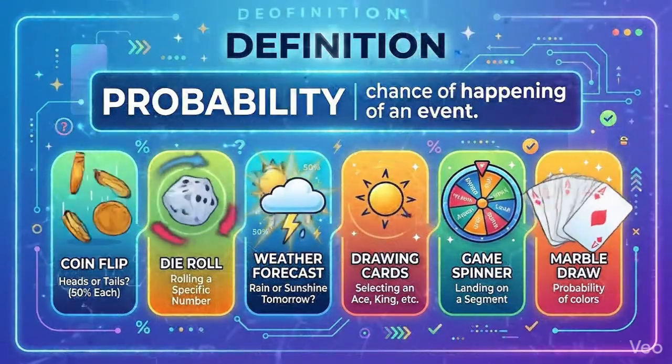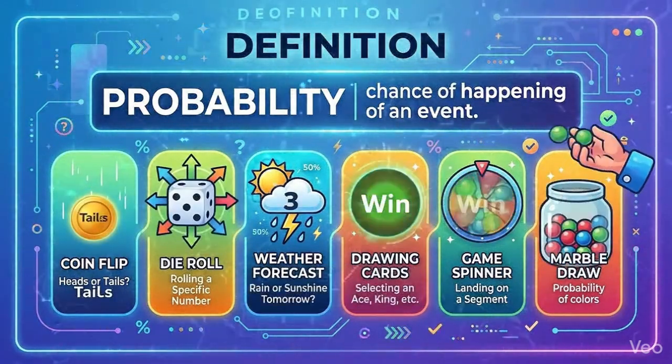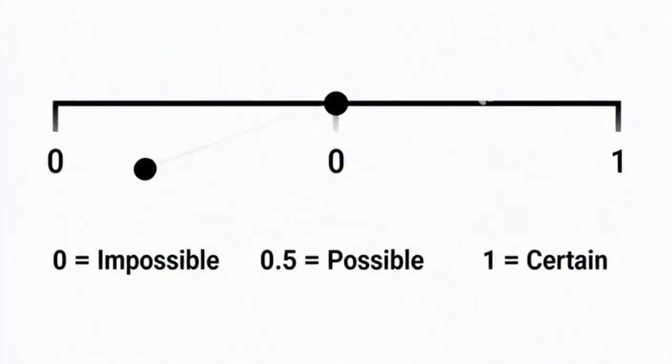Probability measures how likely an event is to happen. The value of probability always lies between 0 and 1. A probability of 0 means the event can never happen. A probability of 1 means the event is guaranteed to happen. The closer the probability is to 1, the more likely the event is.